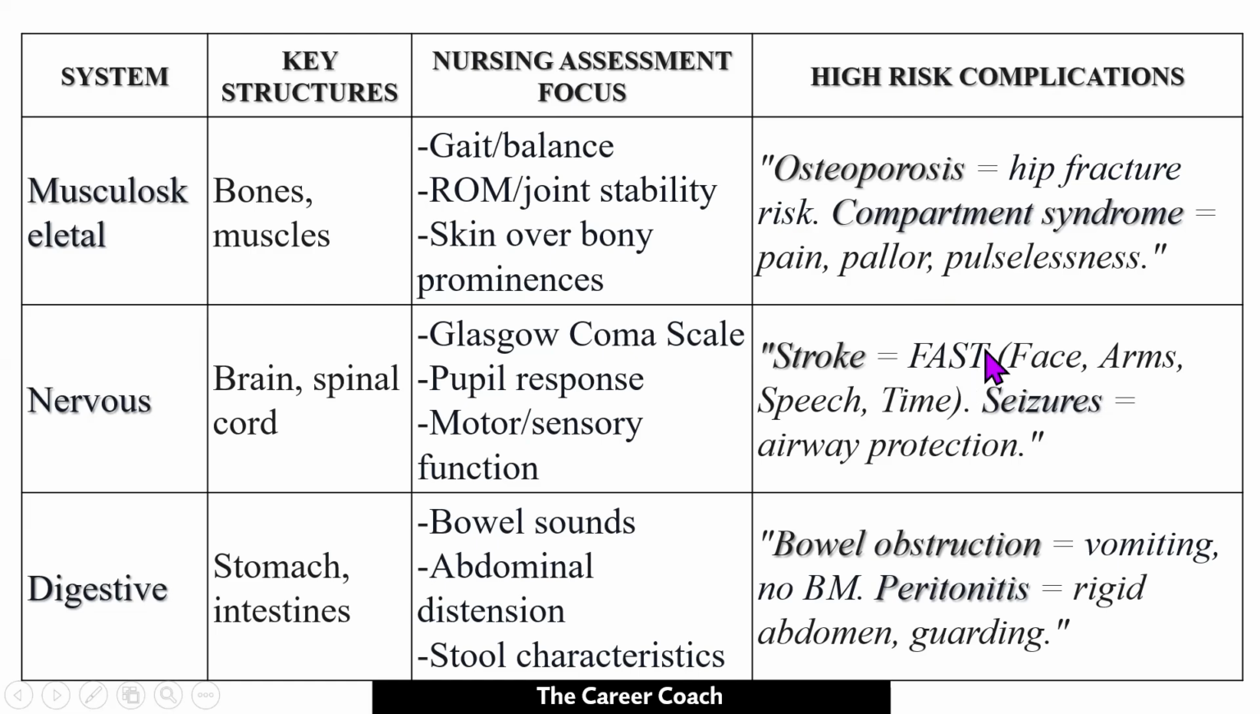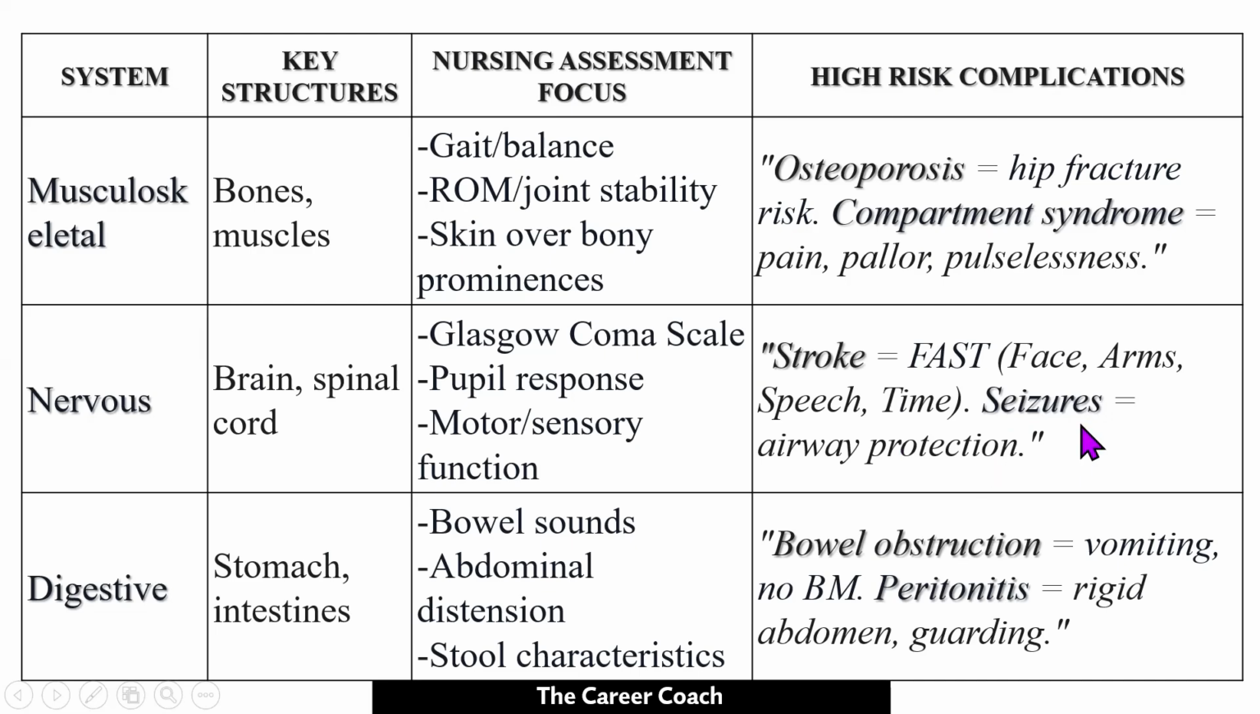The FAST acronym: in stroke, there is face drooping, there is weak arms, there is slurred speech, and there is need for the nurses to act very fast. If not, there could be brain cell damage. With regards to the nervous system, another high-risk complication is seizures. With seizures, there is need for airway protection.